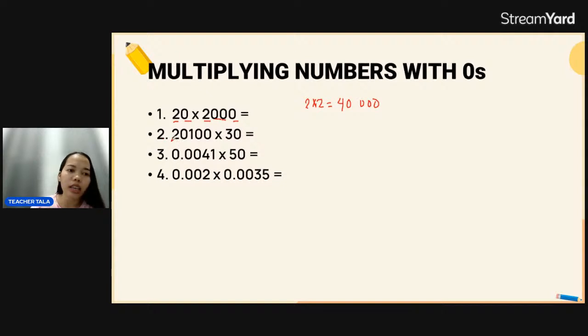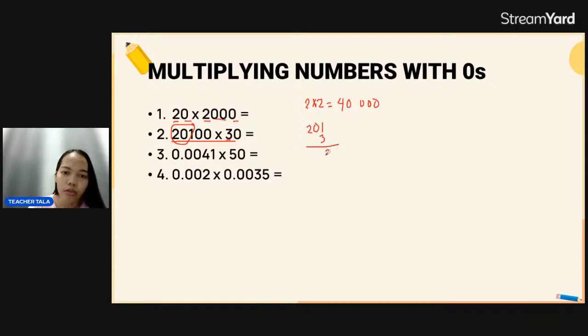But how about if this is the number? 20,100 times 30. Because 201 is in between natural numbers, what happens is you still keep the 0. So what you multiply is really the 201, times 3.